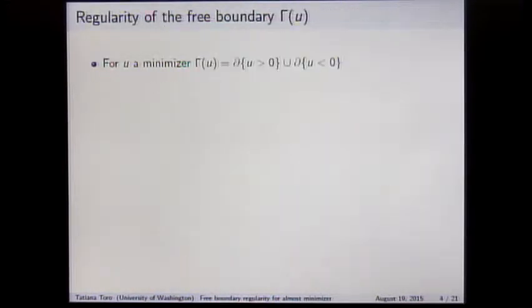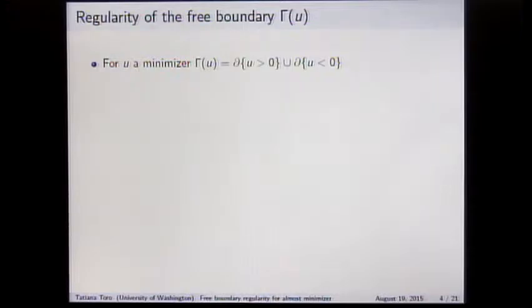So let me tell you what else happens. Now we go to the regularity of the free boundary, which is the interesting part. Well, actually, no, both are interesting, you'll see. So this is the free boundary, the union of the boundary of the positive part and the boundary of the negative part. Okay, and so all of this is for a minimizer. I haven't even told you what an almost minimizer is.